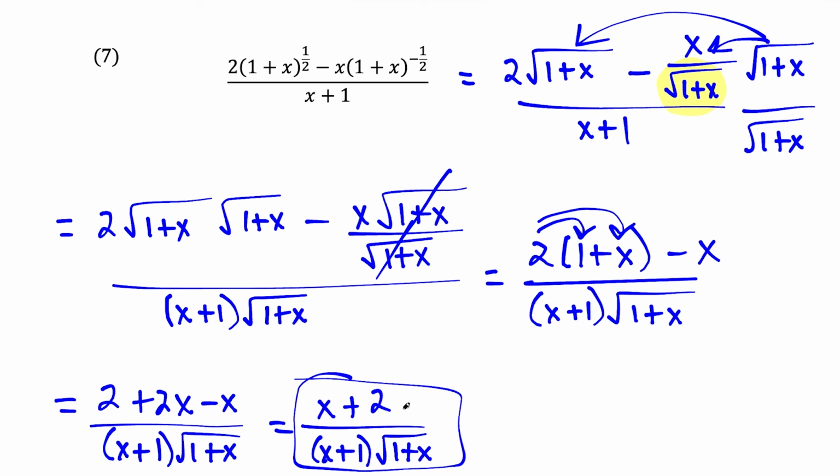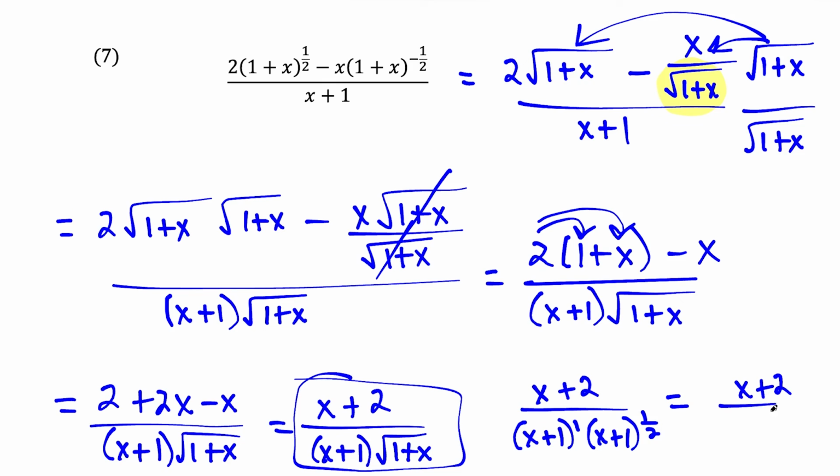Just know if you want to write everything with rational exponents, you can also say that this is equal to x plus 2 over x plus 1 to the first power times x plus 1 to the 1/2 power. And you also have the option of saying x plus 2 over and just combining this to x plus 1 to the 1 plus a half is 1.5, or I could say 3 over 2. Okay, so this is also correct, but we could also write it this way.